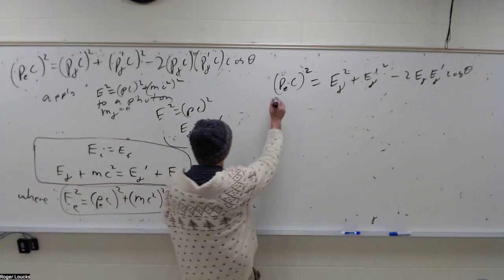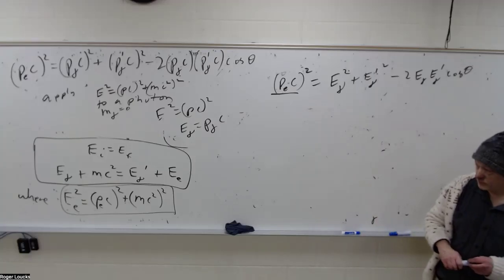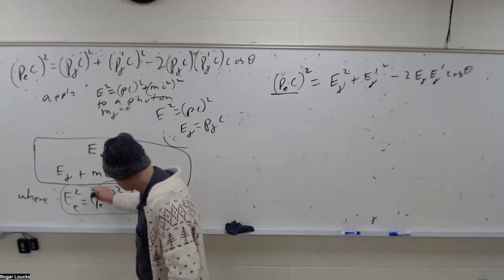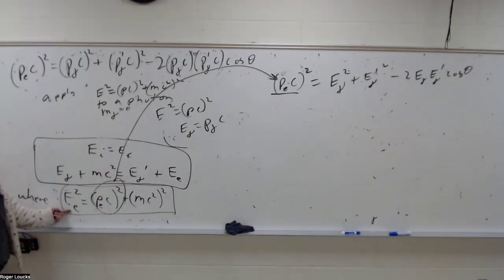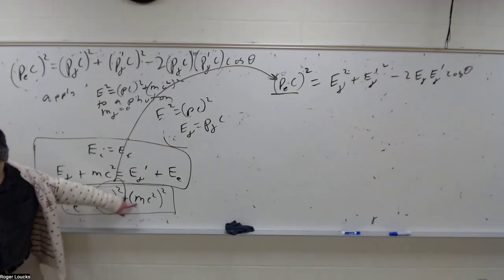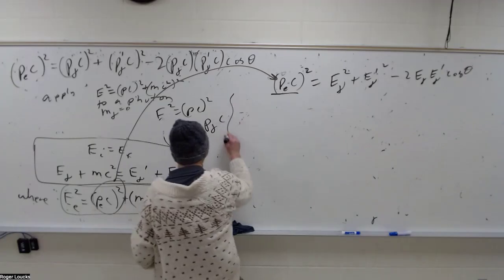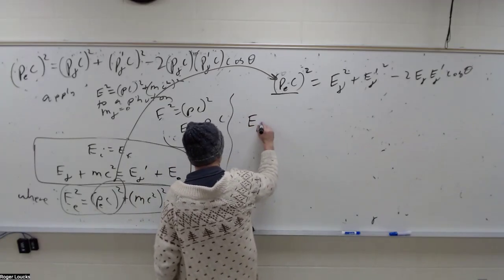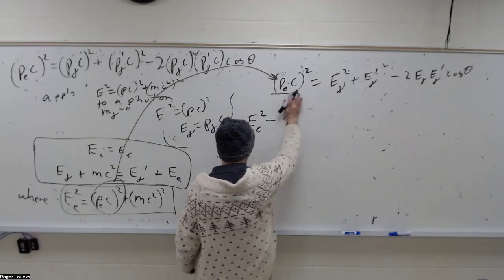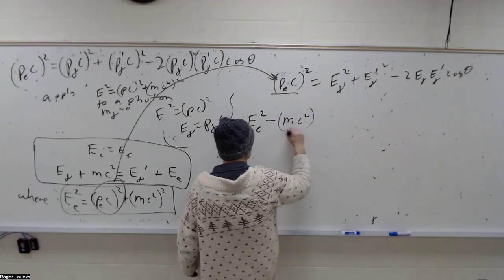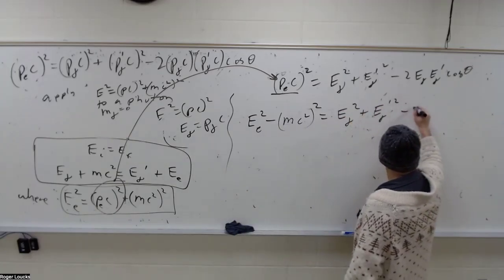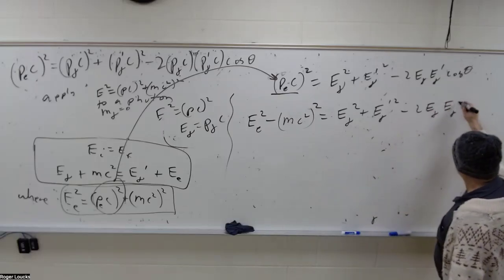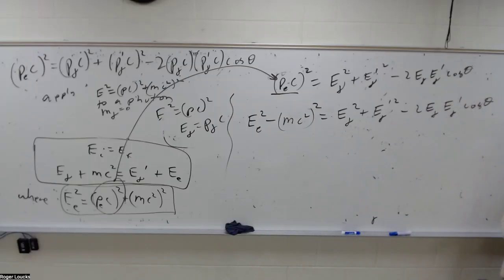Now, what can I say about this fellow here? I can actually solve for it and put that up in here. This is the energy of the electron squared minus the rest mass energy squared. So this fellow is the energy of the electron squared minus m c squared squared, equals E gamma squared plus E gamma prime squared minus 2 E gamma E gamma prime cosine theta. Does that make sense?